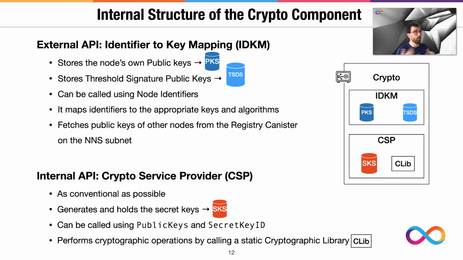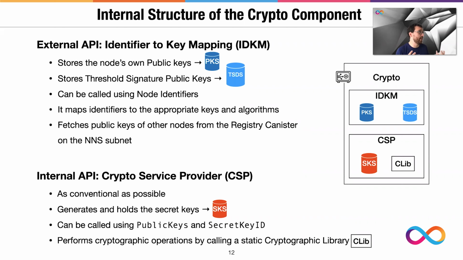This means that the caller of the crypto component will need to access cryptographic functionality, but instead of providing the keys directly to the crypto component, they will need to use some common identifiers that are used inside the protocol. So for example, if I had to verify the signature from some node, then somebody calling into crypto to verify the signature will likely call the verification using the principal ID of the node rather than passing the public key directly. And this is the justification for the existence of this external layer.